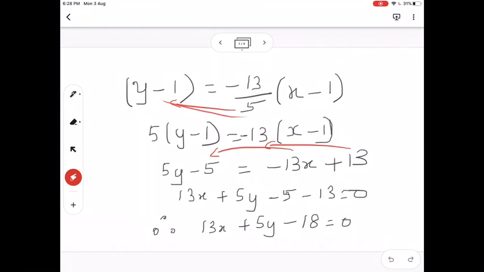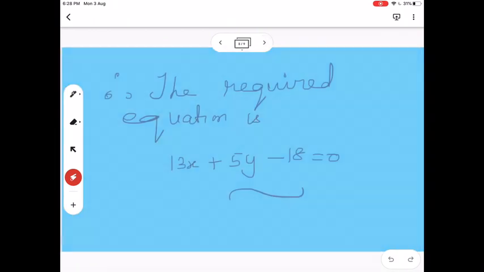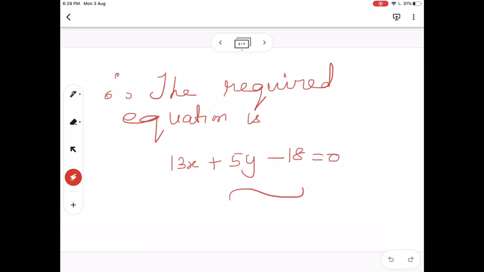So, 5 taking this side: 5 into y, 5y. 5 into minus 1, minus 5. That is equal to minus 13 into x, minus 13x. Minus into minus, plus 13 into 1, plus 13. So you take everything to one side. Minus 13x changes into plus 13x, 5y, plus 13 changes into minus 13. So minus 5 minus 13, minus 18. So children, the required equation is 13x plus 5y minus 18 is equal to 0.